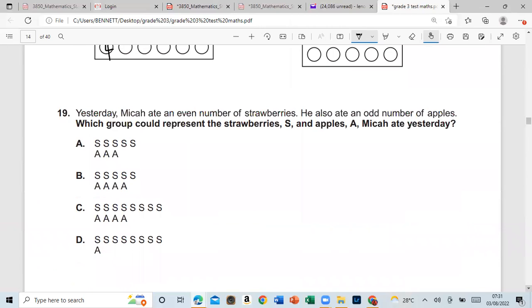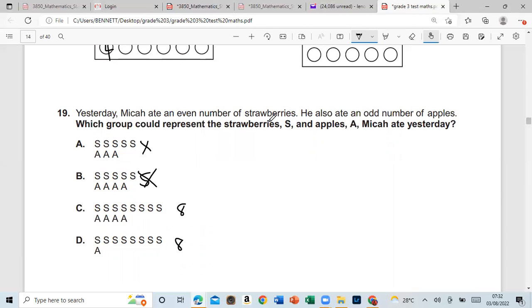So it's rows and columns. Yesterday, Micah ate an even number of strawberries. He also ate an odd number of apples. Which group could represent the strawberries S and apples A Micah ate? All right, so it says, even number of strawberries. So S represents strawberries. 1, 2, 3, 4, 5. So we can eliminate this one, it's 5. Let's say 1, 2, 3, 4, 5, 6, 7, 8. So this is an even number. All right. So both of them could be.